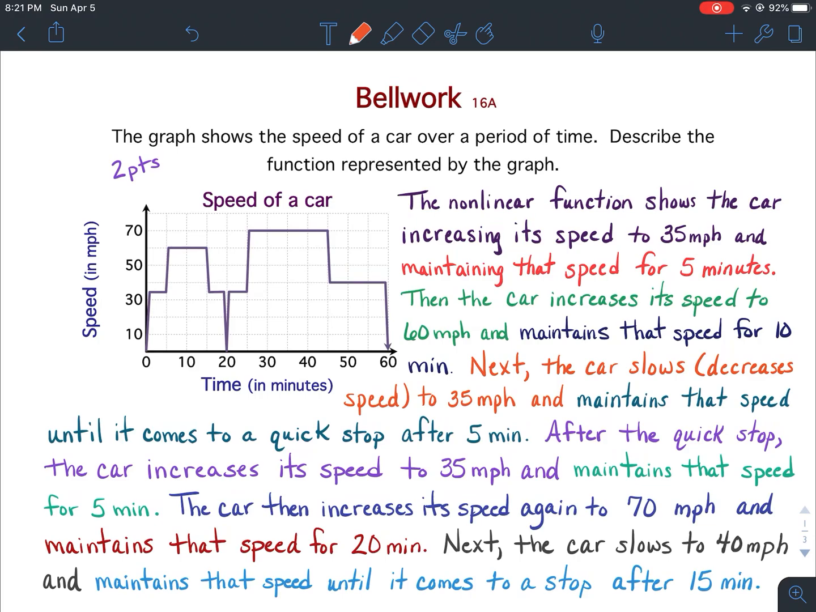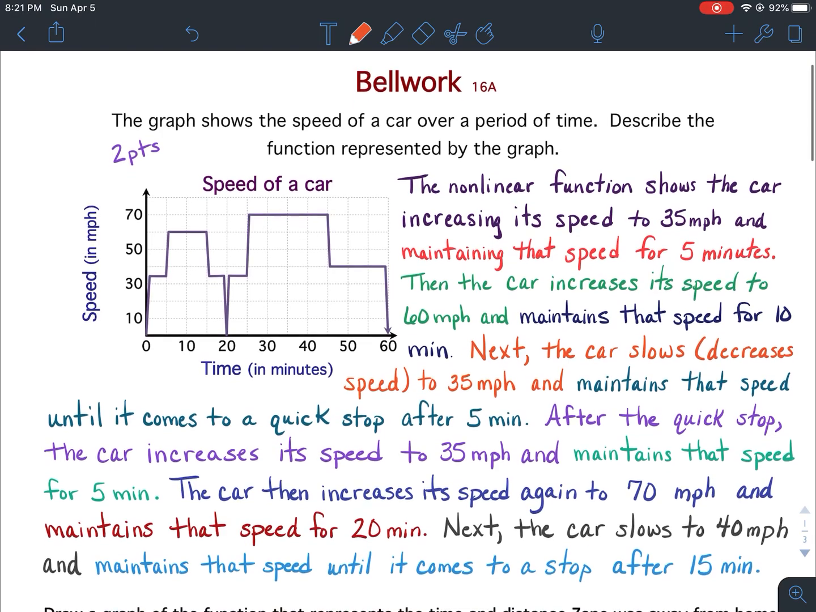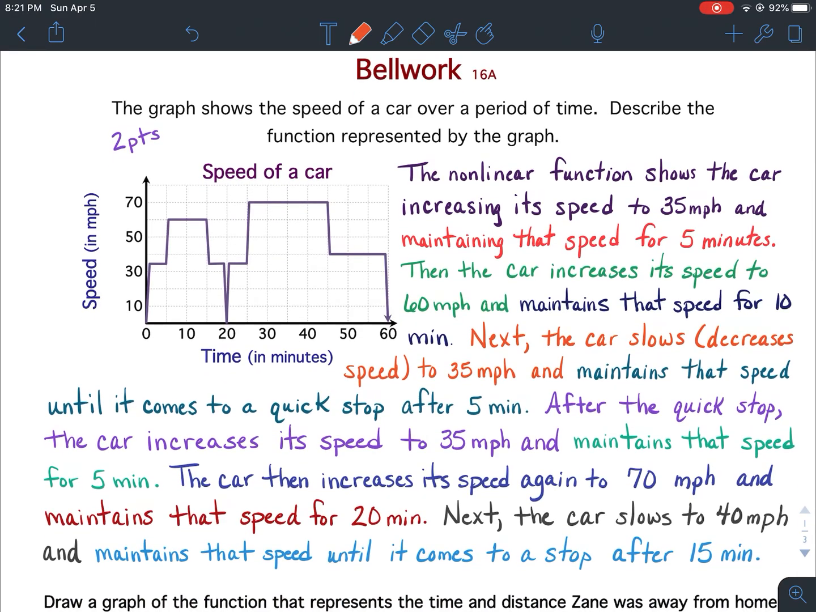After the quick stop, the car increases its speed to 35 miles per hour and maintains that speed for 5 minutes. The car then increases its speed again to 70 miles per hour and maintains that speed for 20 minutes. Next, the car slows to 40 miles per hour and maintains that speed until it comes to a stop after 15 minutes.